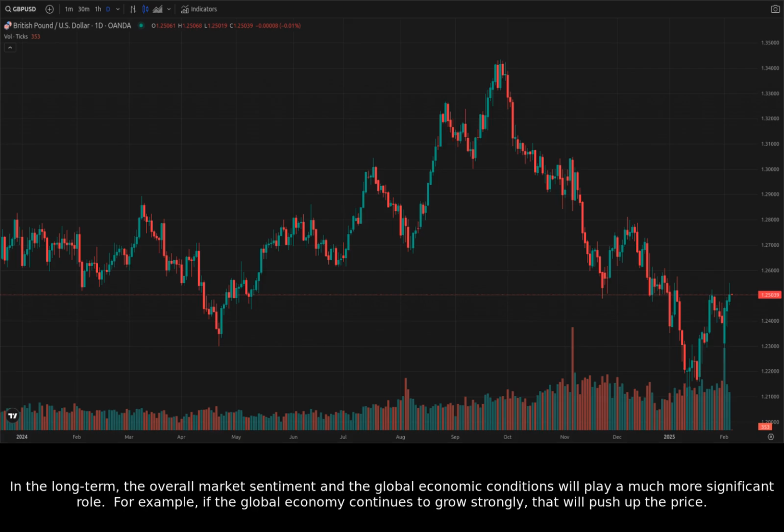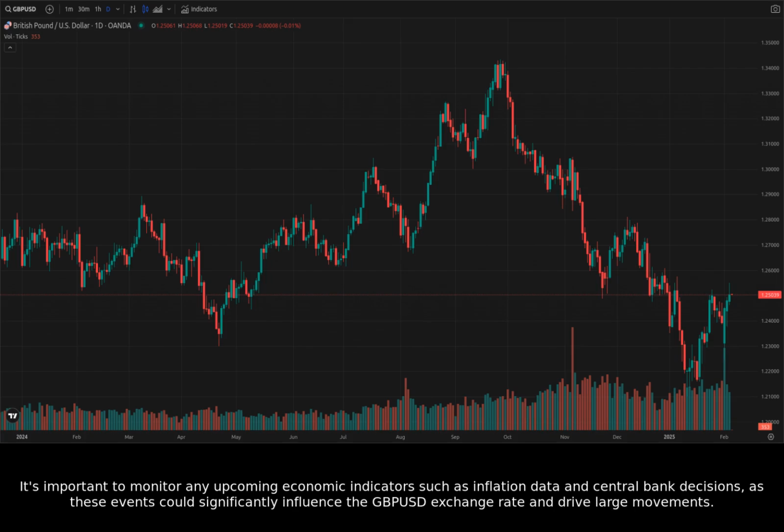In the long term, the overall market sentiment and the global economic conditions will play a much more significant role. For example, if the global economy continues to grow strongly, that will push up the price. It's important to monitor any upcoming economic indicators such as inflation data and central bank decisions, as these events could significantly influence the GBPUSD exchange rate and drive large movements.